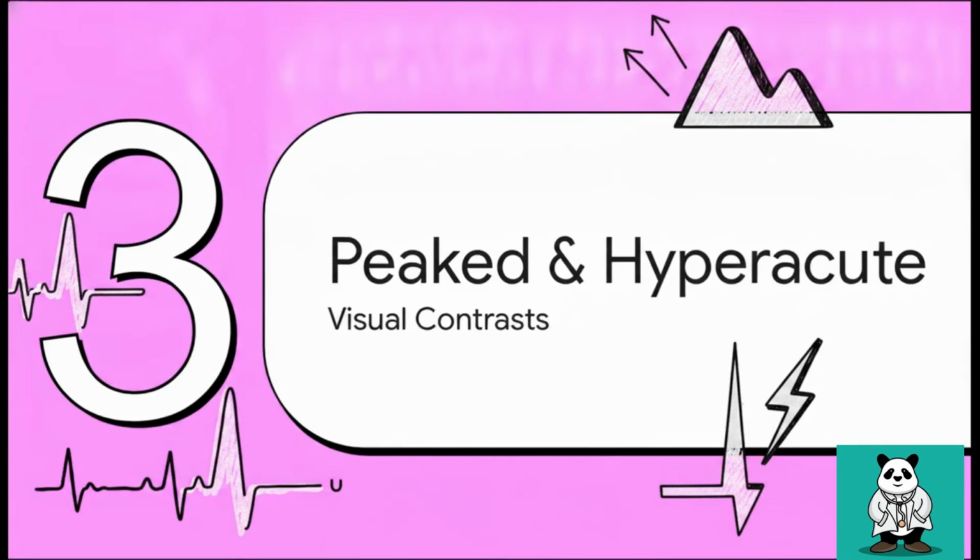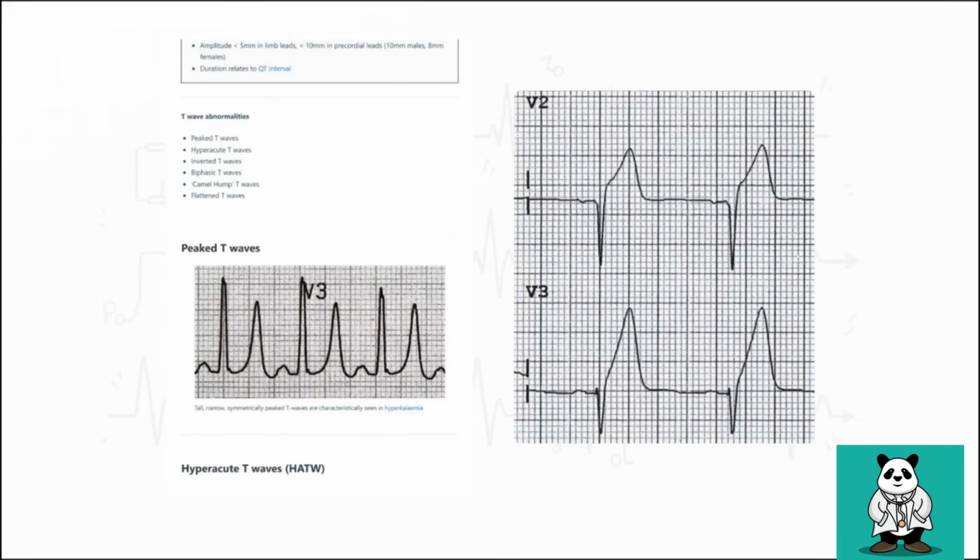Part 3. Peaked and hyperacute variants. Let's look at some visual contrasts. What's really fascinating here is how sudden shape changes can mean completely different medical emergencies. Let's compare two distinct patterns. First, picture tall, narrow, and symmetrically peaked T waves. That symmetry right there, that is the classic hallmark of hyperkalaemia, dangerously high potassium.